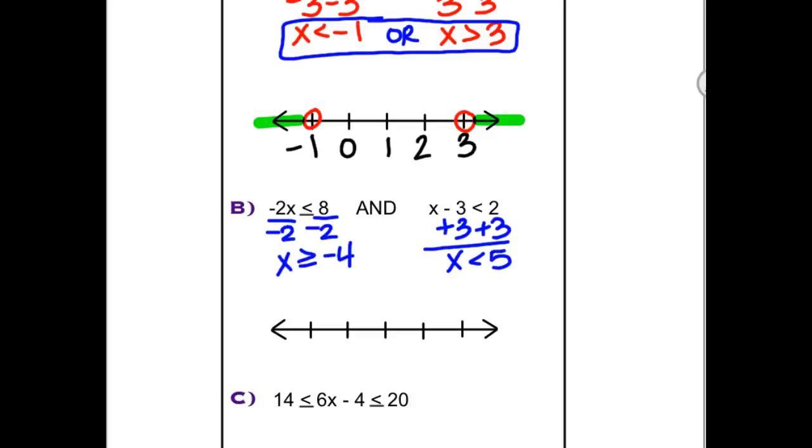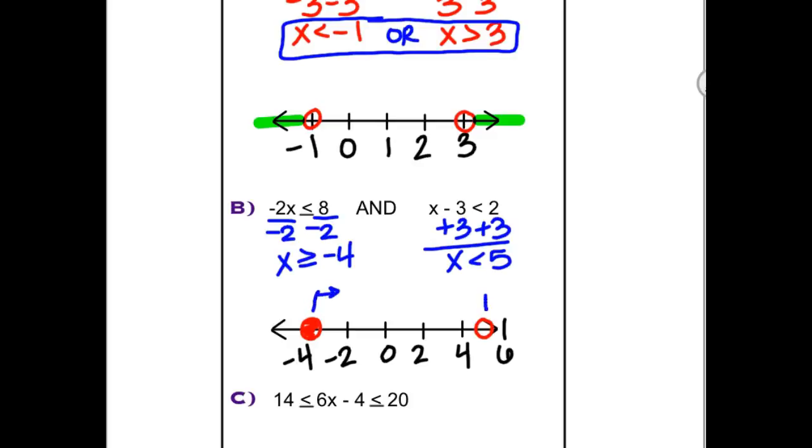So when we number, I'm going to go -4, -2, 0, 2, 4, 6. Yes, if you have to extend your number line, please feel free. So then we go -4 has a closed circle because it's greater than or equal to. x is less than 5, so we'll have an open circle. If we were to highlight 4, this says it's greater than, so we're going to highlight this way.